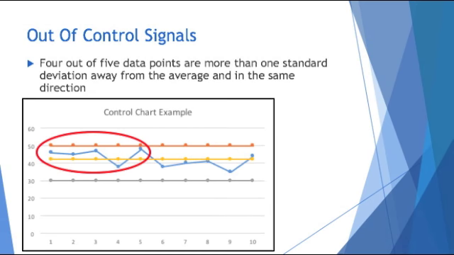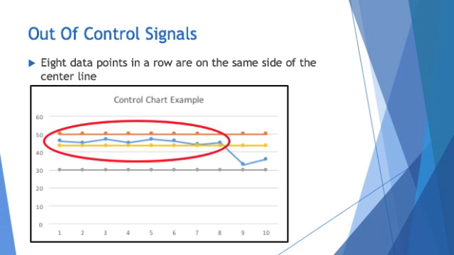This one can be a little harder to spot. If 4 out of 5 data points in a row are more than 1 standard deviation away from the average and in the same direction, your process could go out of control soon. So I circled some there, and what makes this one hard to notice is that you have the 1 point out of 5 that doesn't follow the rule. But see how the other 4 points are all above the average?